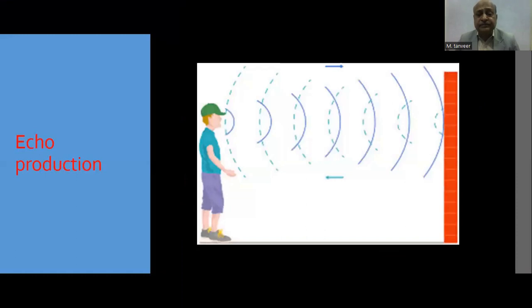Echo production. These are the sound waves emitting from the mouth, and when these sound waves strike the wall, all of them bounce back and the person will hear the same sound after some time. The first waves going towards the wall are shown by a dotted line, whereas when these waves strike the wall and bounce back, the same person hears the same sound after some time. This is called echo or reflection of sound.